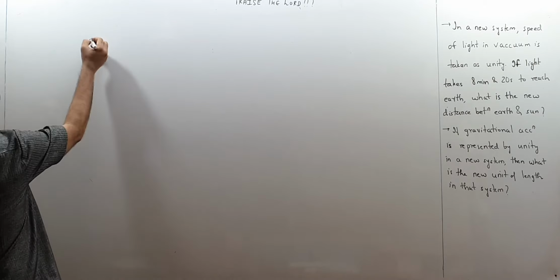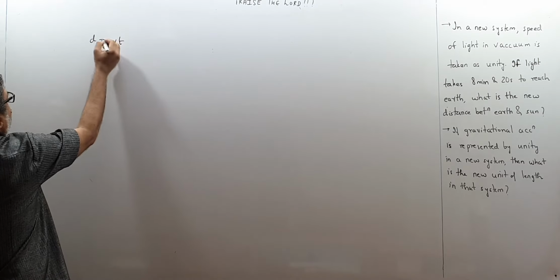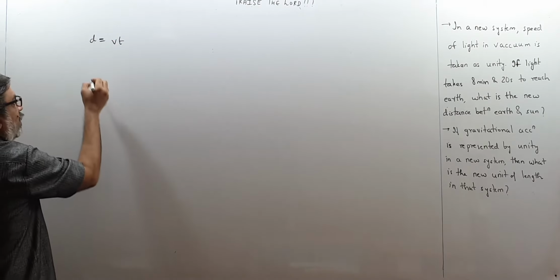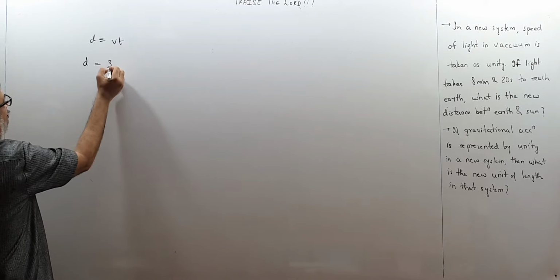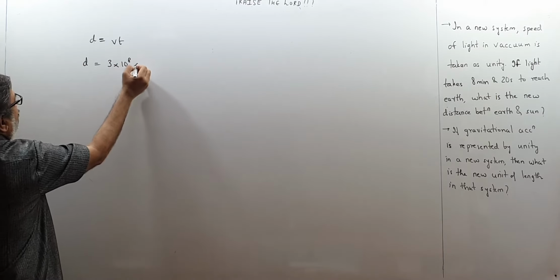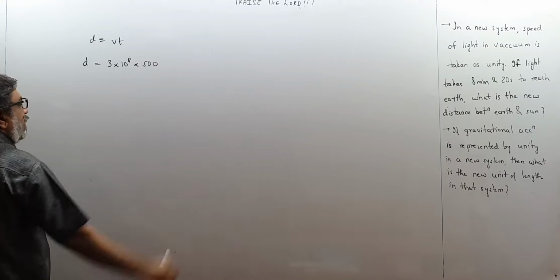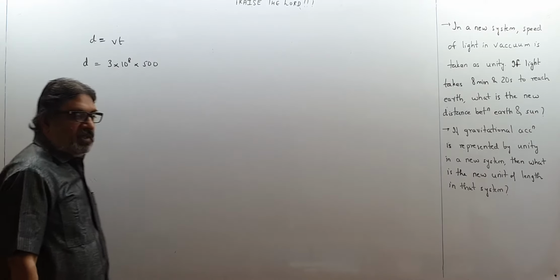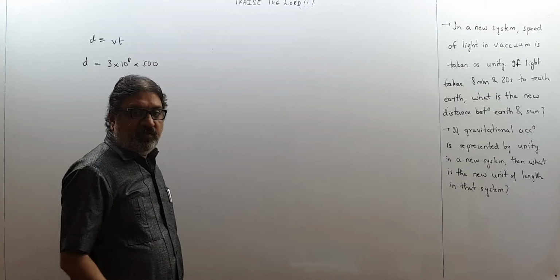So children, you know that d is equal to v into t. Distance is speed into time. So what was the old distance? Speed was 3 into 10 raised to 8 and time was 500. This was the old distance between Earth and Sun, in the old system, meaning in meters.